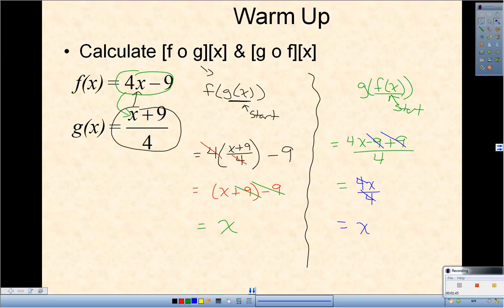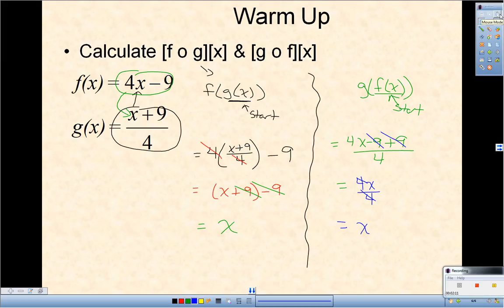Now I'm going to come back and revisit this because this is a very special situation, and you'll understand what this situation is after we finish today's lesson. So just know that I'm going to revisit this because there's a special relationship when you get function composition. You end up with x and x.